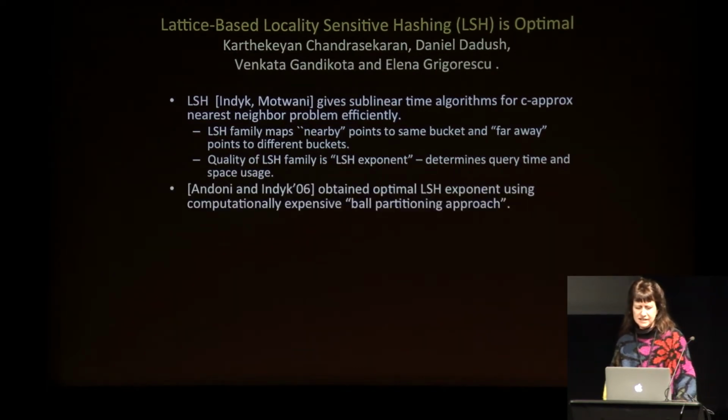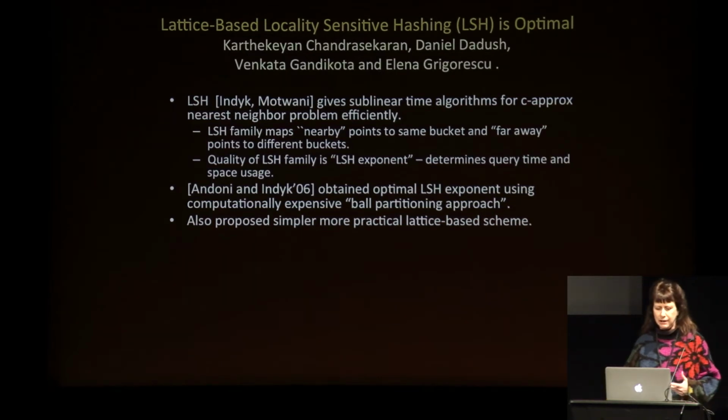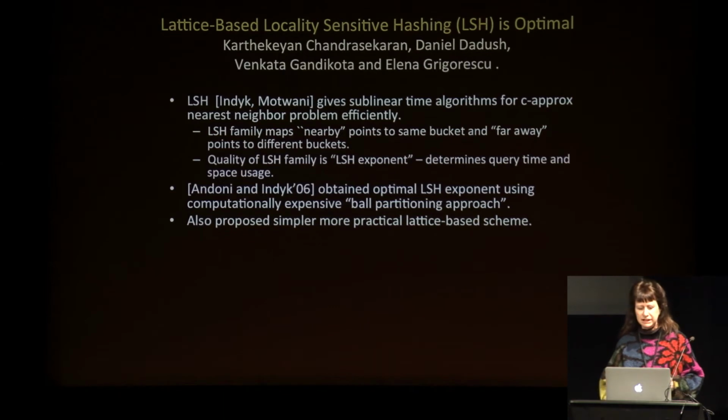So, in 2006, Andoni and Indyk obtained the optimal LSH exponent. This is for the Euclidean case, using a fairly expensive ball partitioning approach. But basically, the problem with this is that the computation of the hash functions is quite expensive, as well as the storage. They also, in their paper, looked at a more practical scheme where each hash function maps a data point to the closest point in a randomly perturbed, well-chosen Euclidean lattice. They showed that this method works much, much better in practice, but they weren't able to prove good bounds on its LSH exponent.